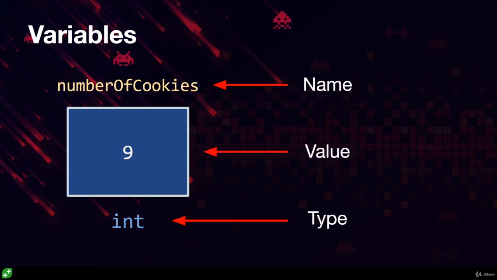We'll use good naming practice and be descriptive and call this variable number of cookies. Number of cookies will have the integer type, which in C++ is called int. An int variable can hold an integer value. It's not capable of storing a number with a fractional part, just like we're not capable of eating less than a whole cookie in one bite.